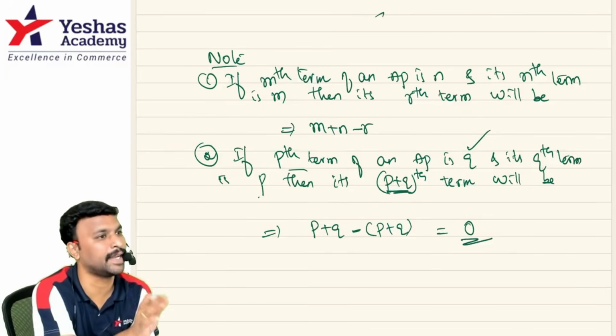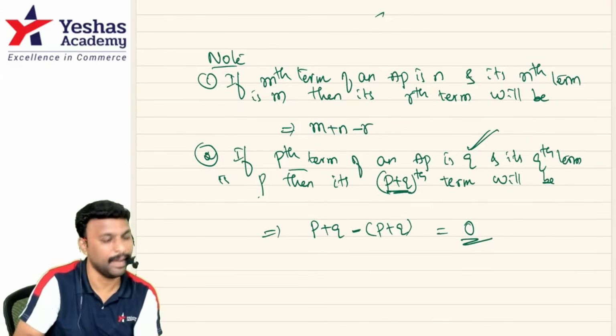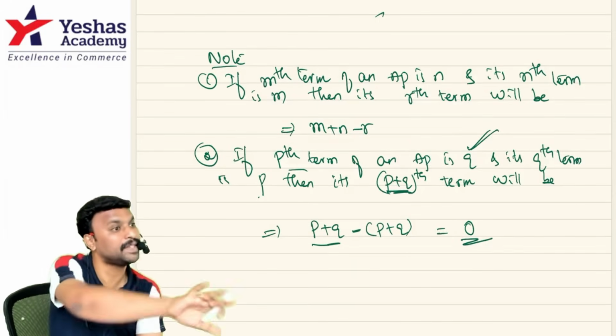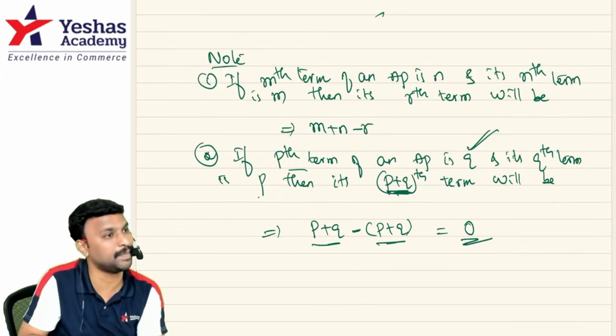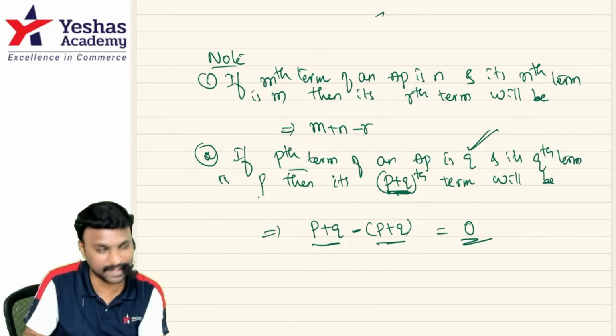Whichever term is asked, that is negative. Whichever terms are given are positive. Given terms are Q and P. P and Q will become positive. They get added. Whichever term is required, that is P plus Q. That gets subtracted. So minus P plus Q. So P plus Q minus P plus Q cancel, 0.